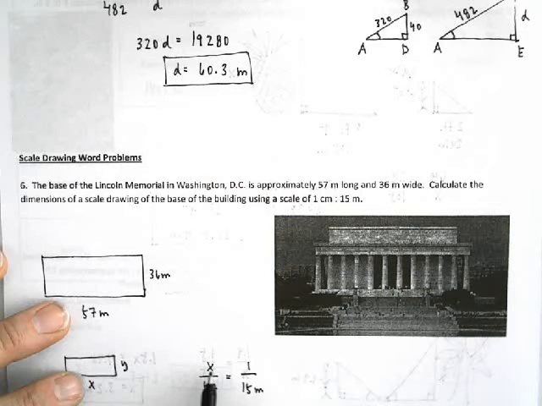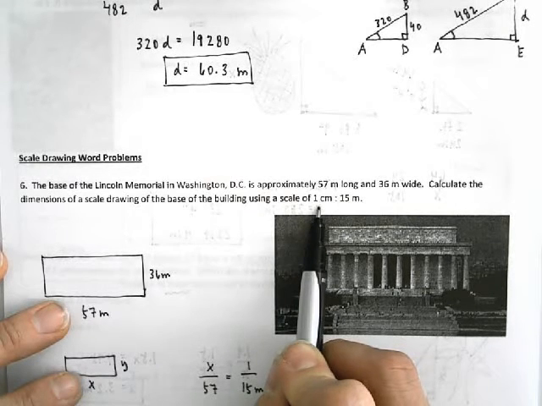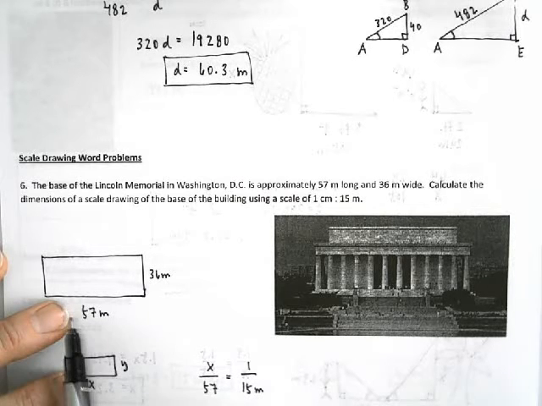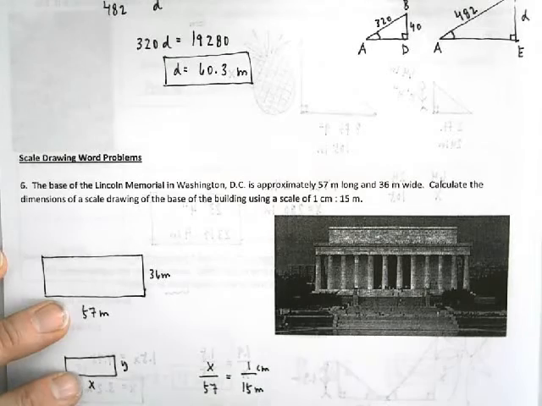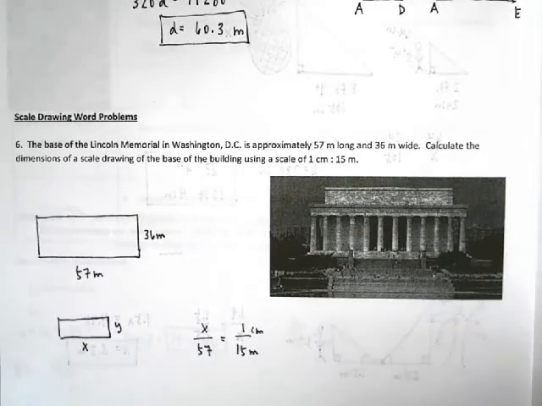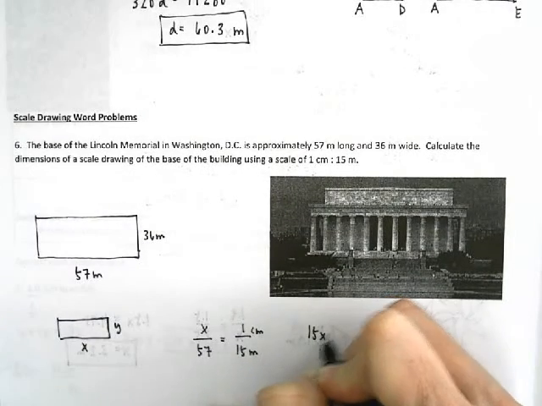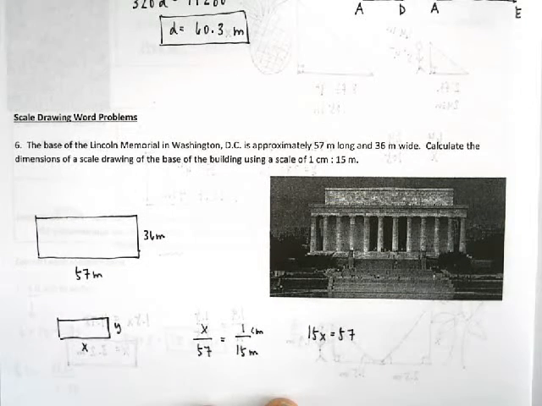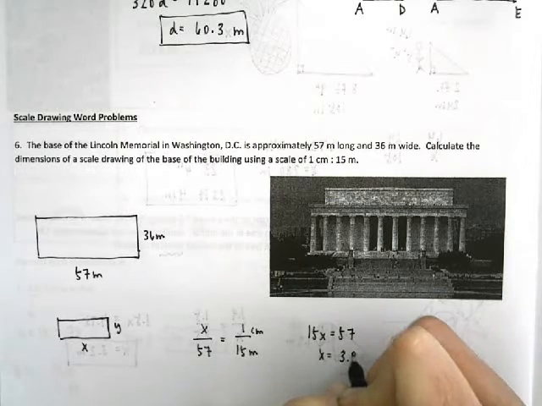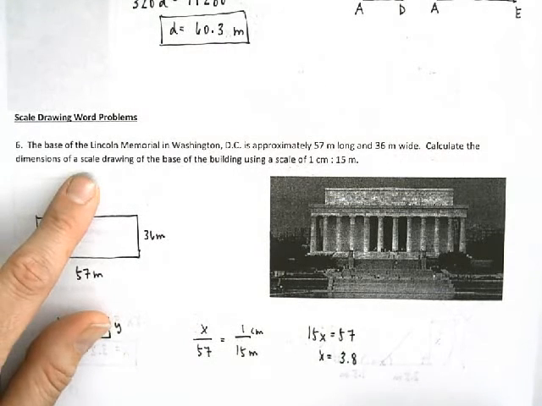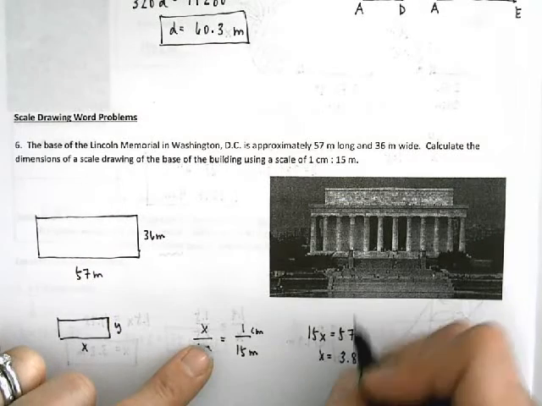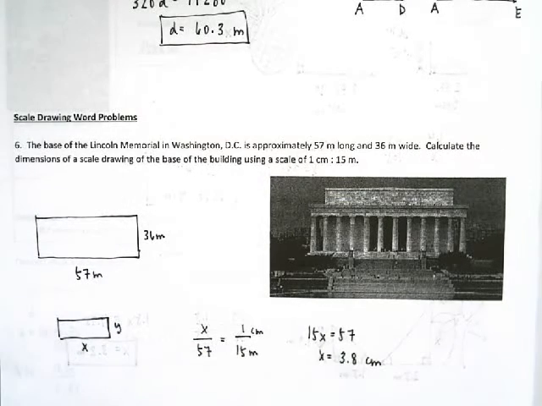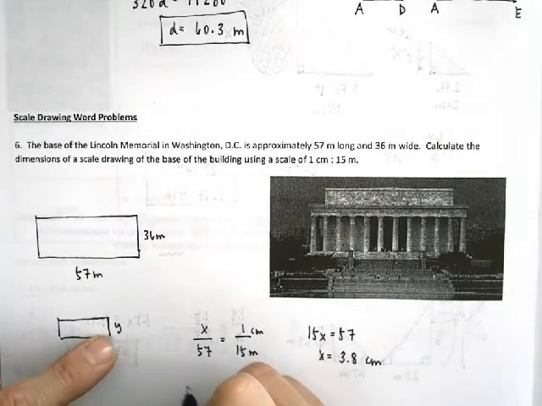And you'll notice, since the model is on top, my units will be centimeters, which matches the 1 centimeter in my ratio. The actual is on the bottom, those units are meters, and in my ratio, those units are meters as well. So now I can just cross multiply. 15x equals 57. And if I divide, I get x equals 3.8. And because I'm coming up with the dimensions of the scale drawing, I know my units are going to be centimeters.